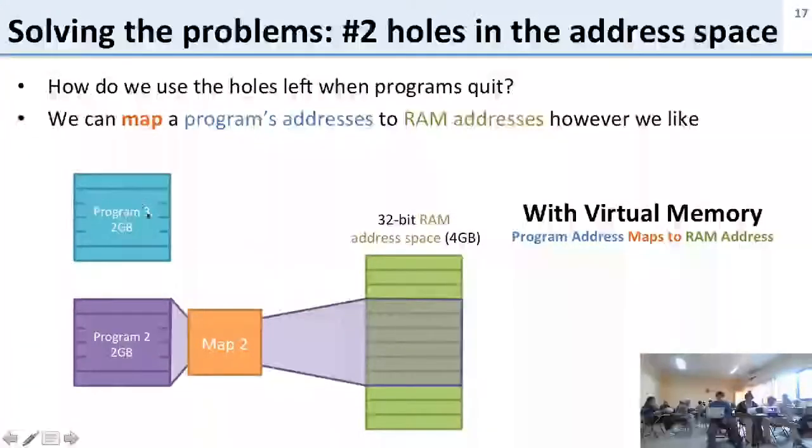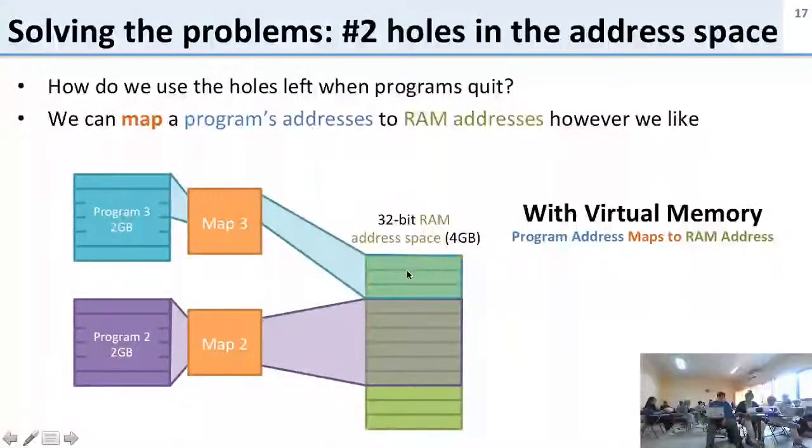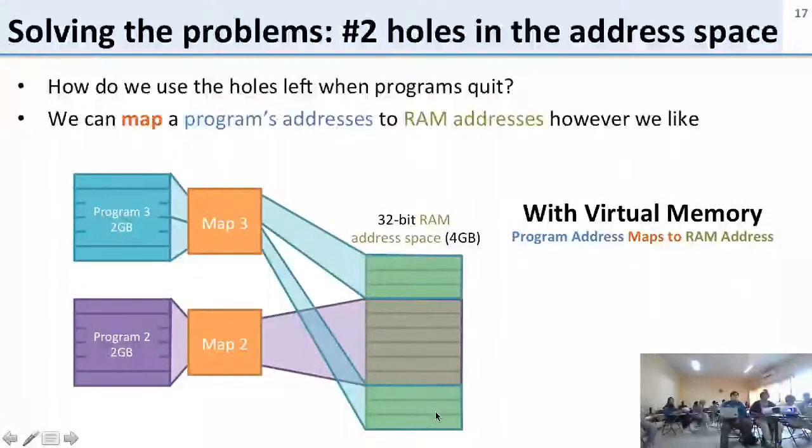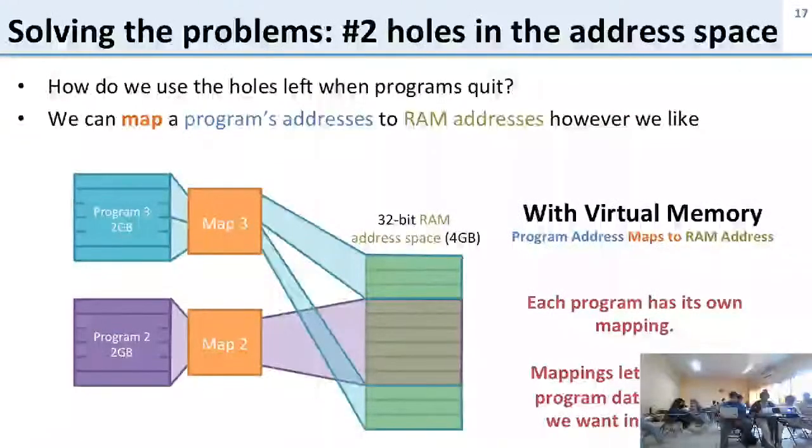But with virtual memory, we can map program 3 wherever we want. So here's program 3's map. We're going to take the first part of program 3 and we'll map it up here. We'll take the second part of program 3 and we'll map it down here. So now program 3's memory is split around program 2's, but it doesn't matter because this mapping allows us to map any part of program 3's memory to any part of our real memory. So we got this added flexibility from having these mappings, and now we could fill up these holes and really use all of our memory. So with each program having its own mapping, we can put our data wherever we want, and we can be more flexible about using these holes in memory.